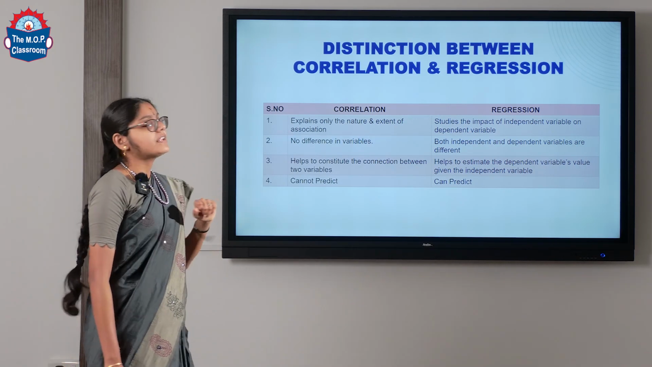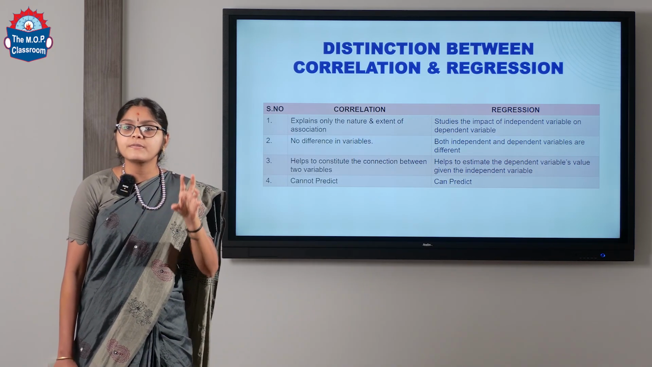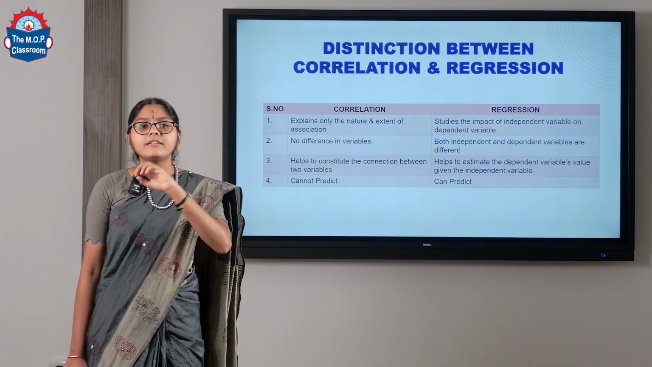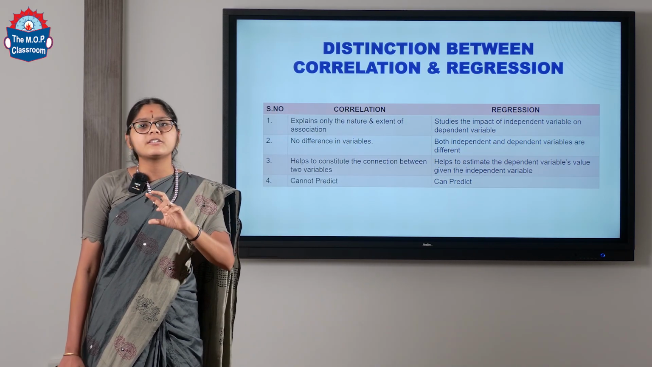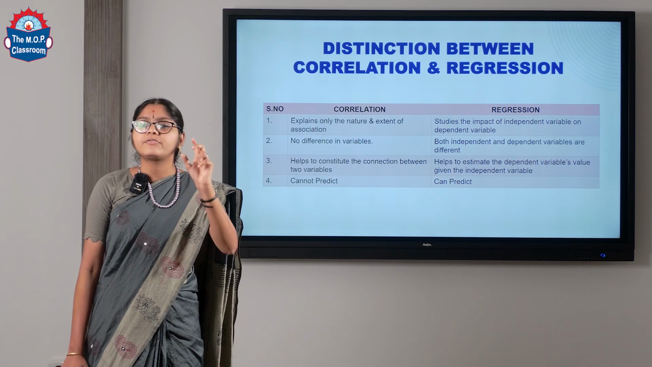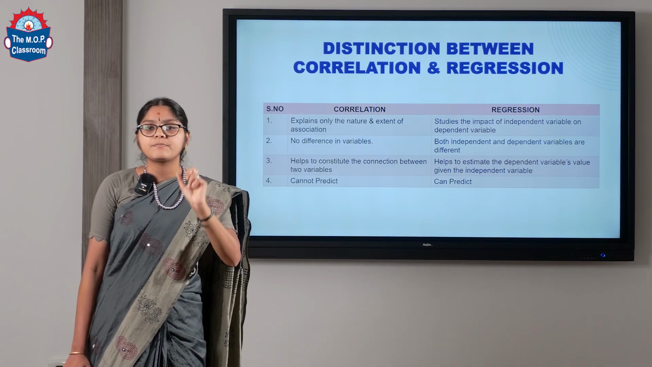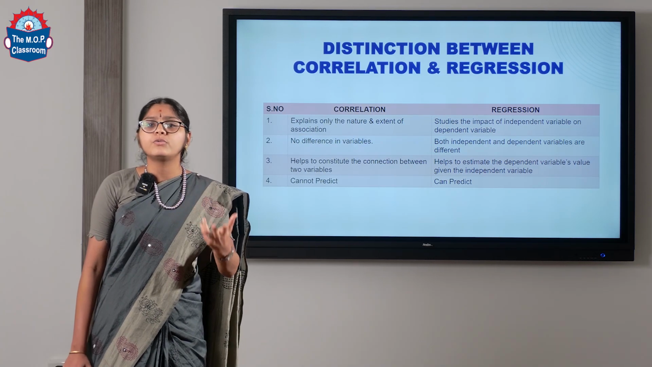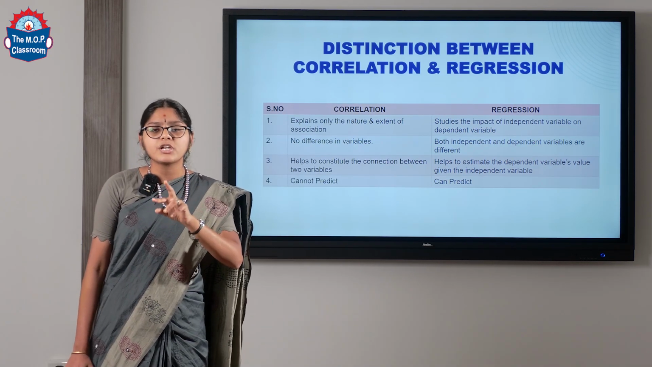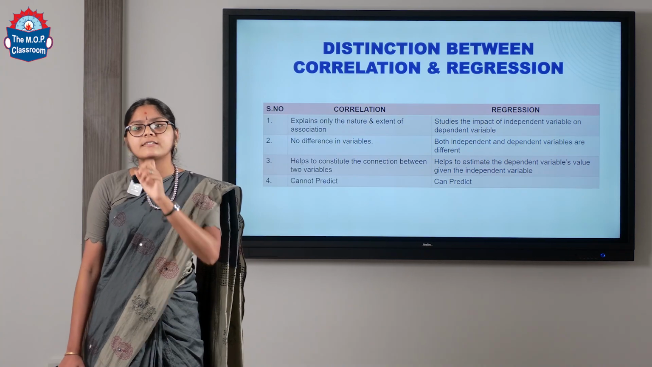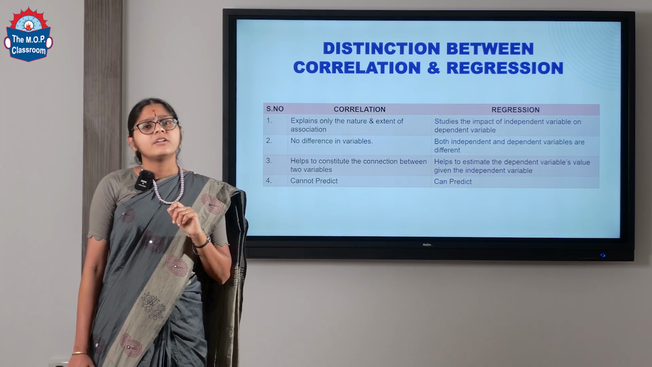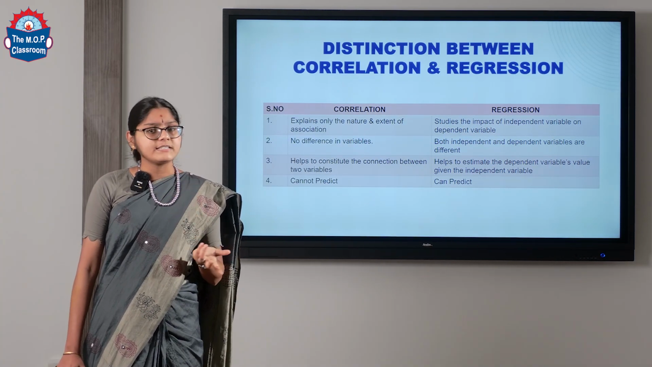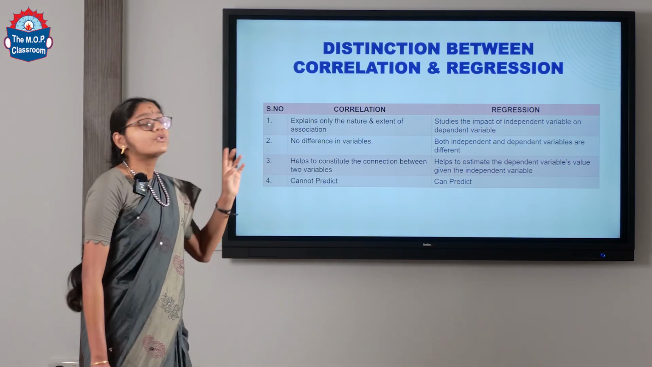The second difference is no difference in variable. For example, there are two variables, price and demand. You can interchange them in correlation. In the first instance, you are taking X as price and Y as demand. The second time when you do a correlation analysis, you can interchange the variables, Y as price and X as demand. So you can do that. There is no difference in variables, whereas in regression you can't do so.